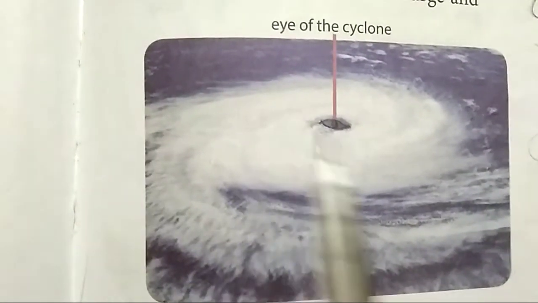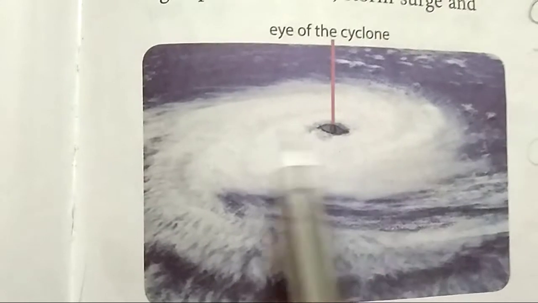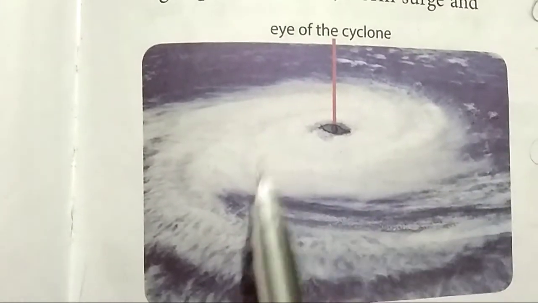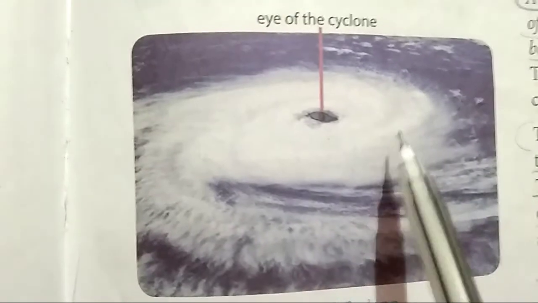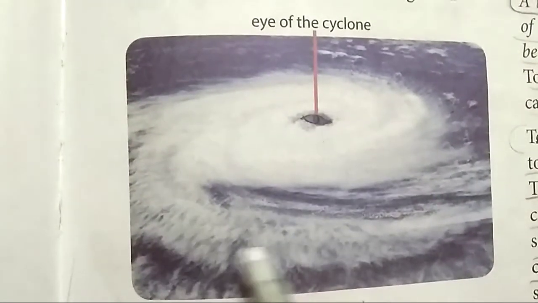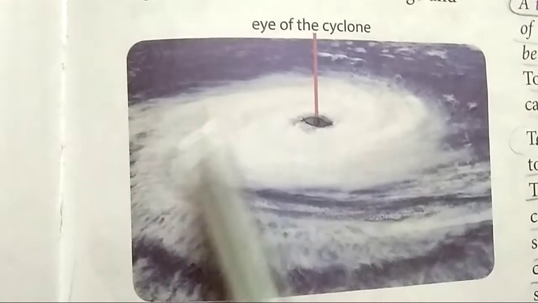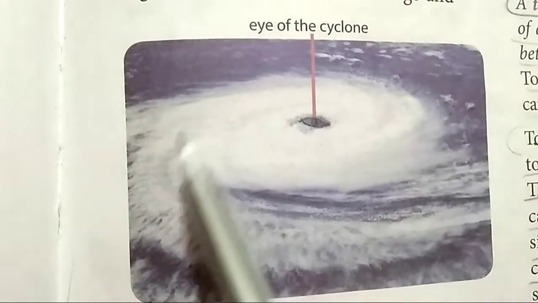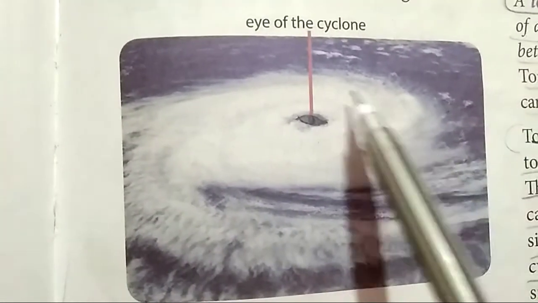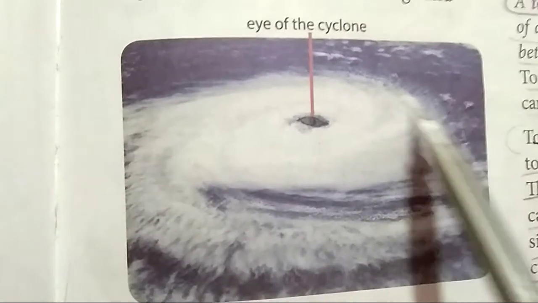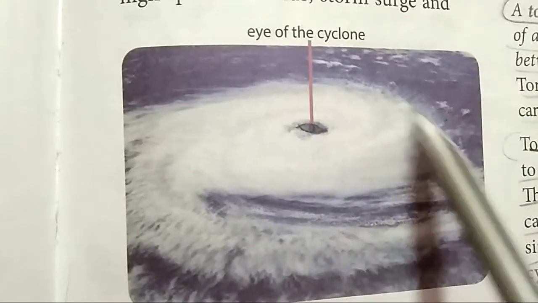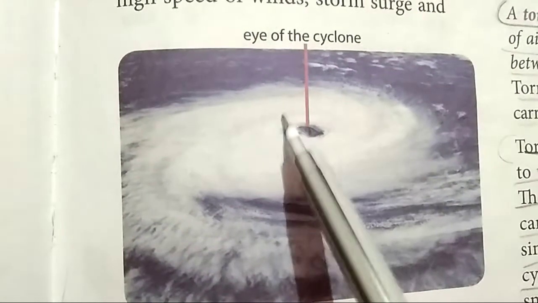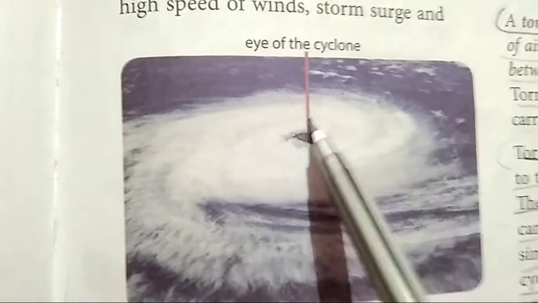Here you can see this is the picture of cyclone. It is a satellite picture of cyclone. So here you can see these spiral winds that have a lot of water, or we can say this is a cloud that is moving around the eye of the cyclone.